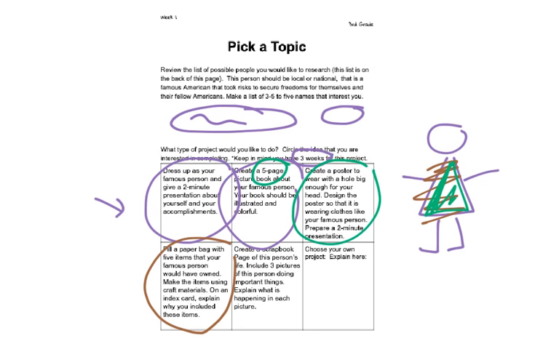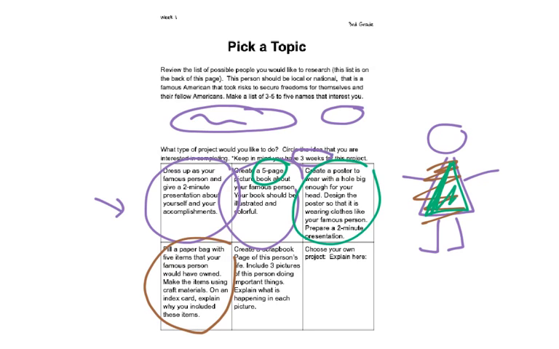The fourth option is to fill a paper bag with 5 items that your famous person would have owned. Make the items using craft materials. On an index card, explain why you included these items. So for my scholars, I gave them the example, if I'm choosing Dr. Martin Luther King Jr., maybe in my bag, I created a tennis shoe. And I told the scholars that's because Dr. Martin Luther King Jr. needed a pair of good walking shoes because he walked many, many miles to peacefully protest. So that would be one of the items in my paper bag.